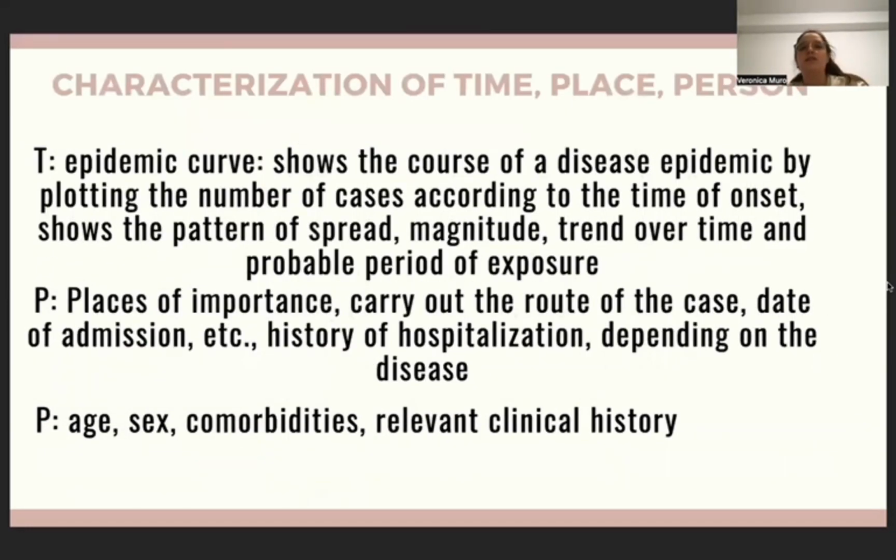We have now the characterization of time, place, and person. First, time. We use the epidemic curve that shows the course of a disease epidemic by plotting the number of cases according to the time of onset. This shows the pattern of spread, magnitude, trend over time, and probable period of exposure.